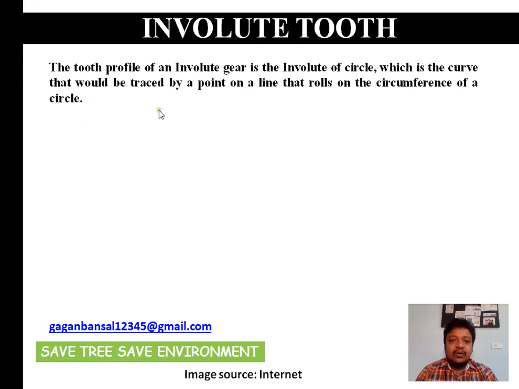So you can note down this particular definition, that the tooth profile of an involute gear is the involute of a circle, which is the curve that would be traced by a point on a line that rolls on the circumference of a circle. Let me show you the pictorial representation.